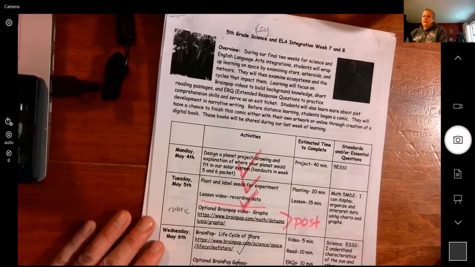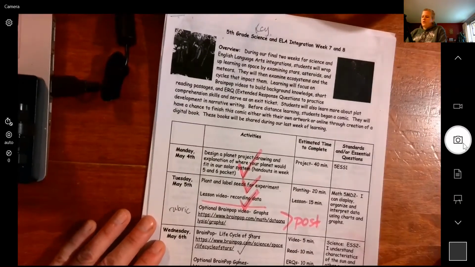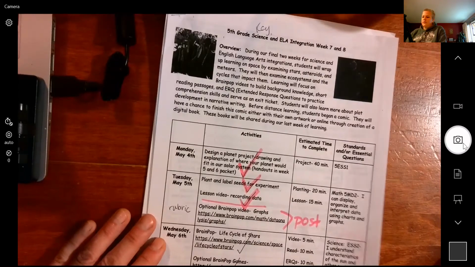So everyone should have both of their science packets out. Our first one had your calendar and last week's materials. So I'm going to go to our.